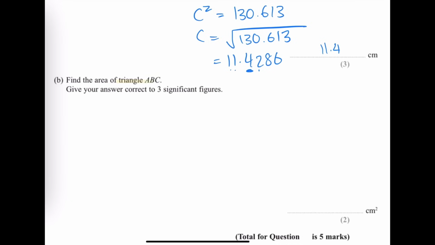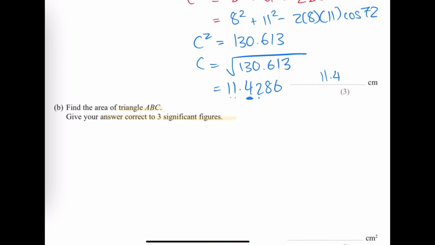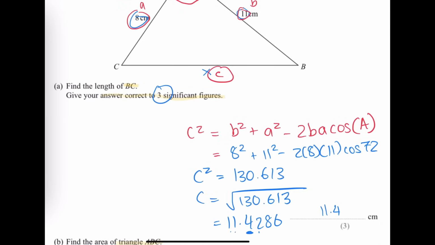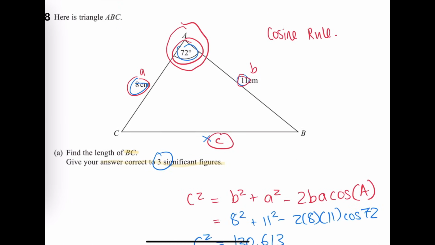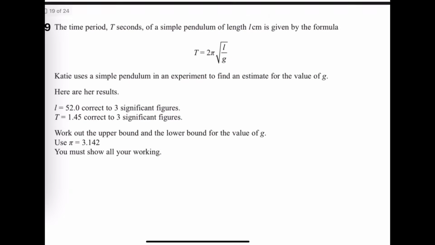Find the area of triangle ABC and give your answer correct to 3 significant figures. Because this is not a right angle triangle, the equation we are going to use is half ab sin A. Here a and b are 8 and 11, and A, the big A, is 72. So we're just going to do half times 8 times 11 times sin 72, so it's just a substitution, and the answer will be 41.8, correct to 3 significant figures.